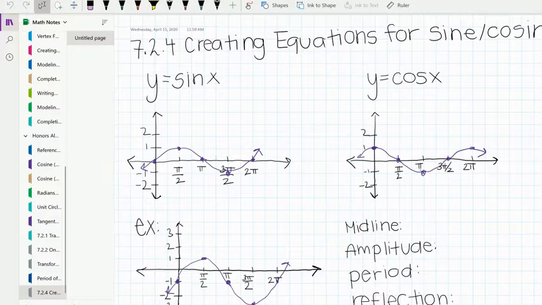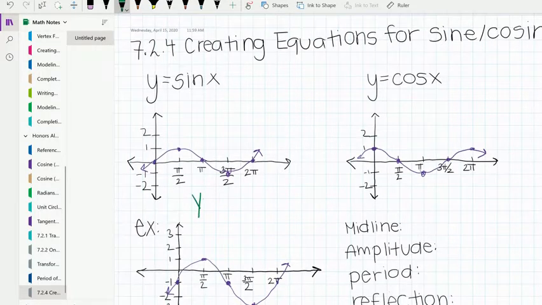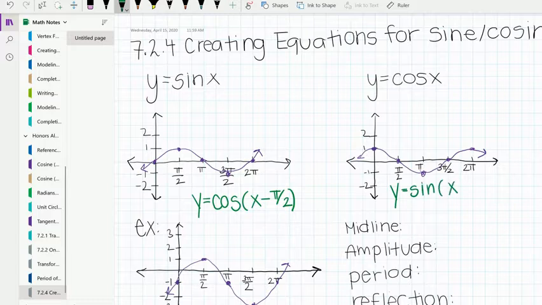So for example, for this sine graph, if I wanted it to be in terms of cosine, I would just write y equals cosine, and then I could shift it over to the right pi over 2, and that would become cosine. And then for cosine, if I wanted to make a sine equation, I would do the opposite by moving it over to the left, and then that would become sine.